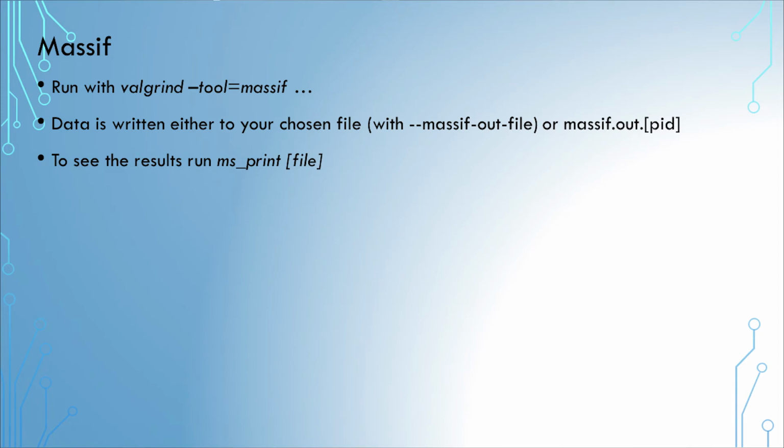Running it is also the same, --tool=massif and the arguments. Usually it writes to a file called massif.out.pid, which is good if you have child processes in your application, or you can just use the massif-out-file parameter. And there is a utility called ms_print that creates this output.